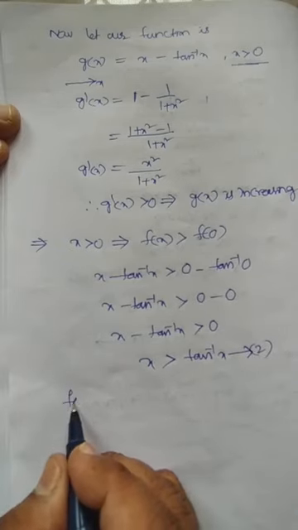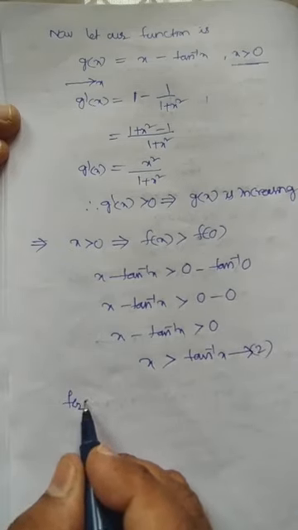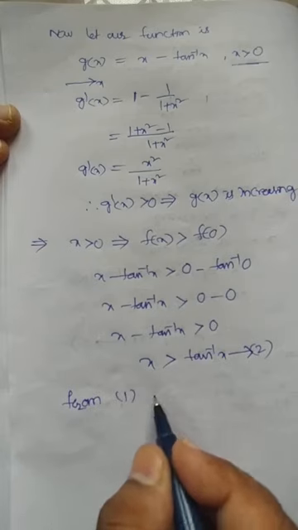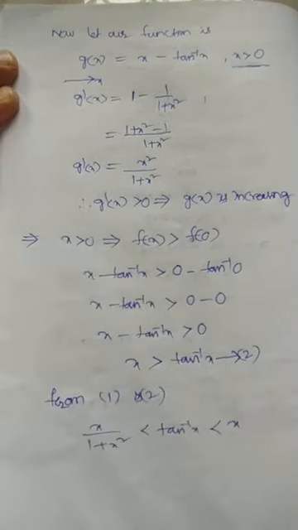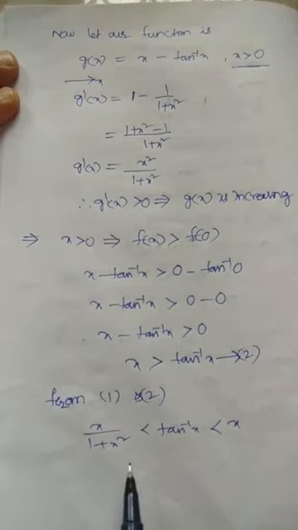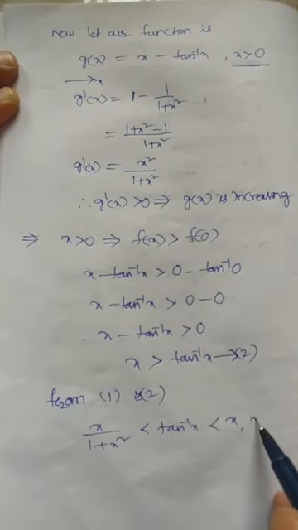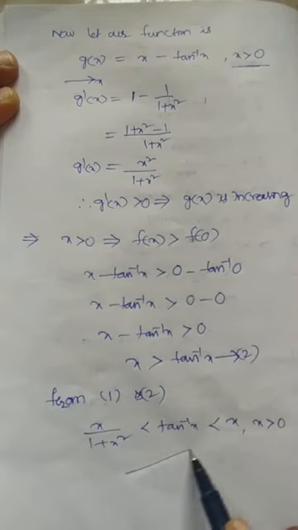From 1 and 2 I can make the statement that x by 1 plus x square is less than tan inverse x is less than x whenever x is greater than 0. This is what we had to show.